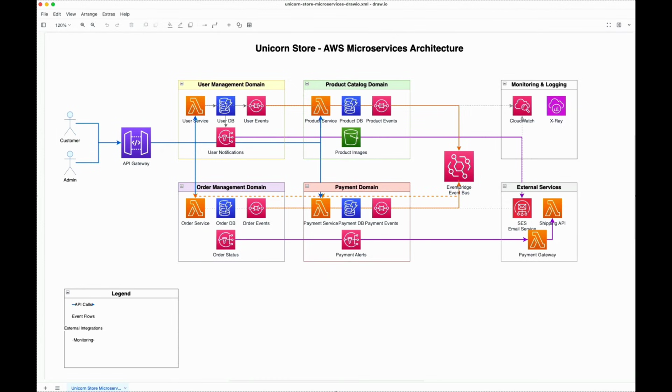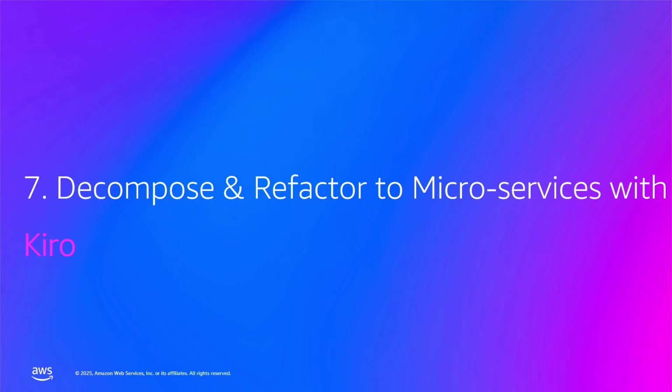So this is a raw diagram that has been created by Kiro. Now again, you can iterate on it based on your requirements.